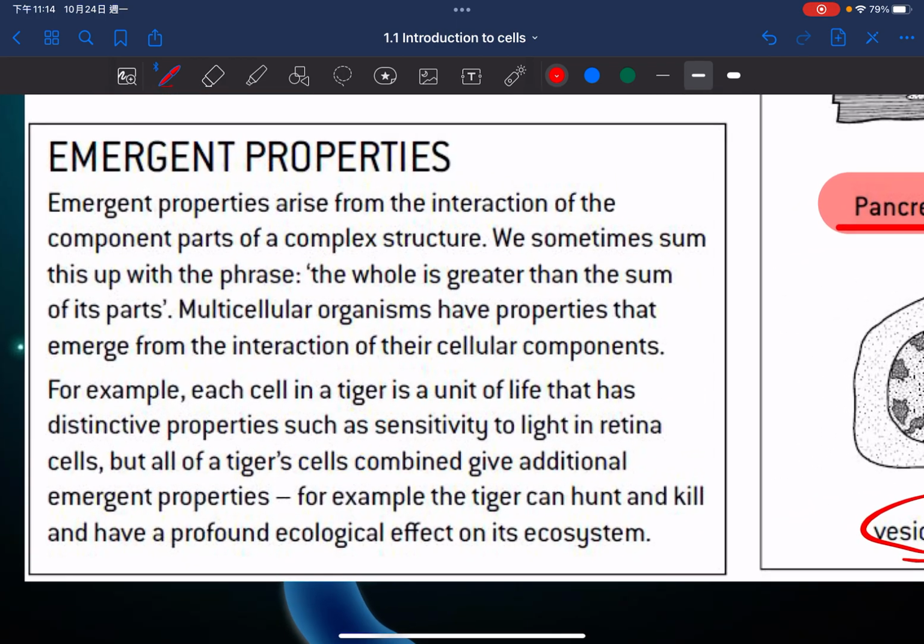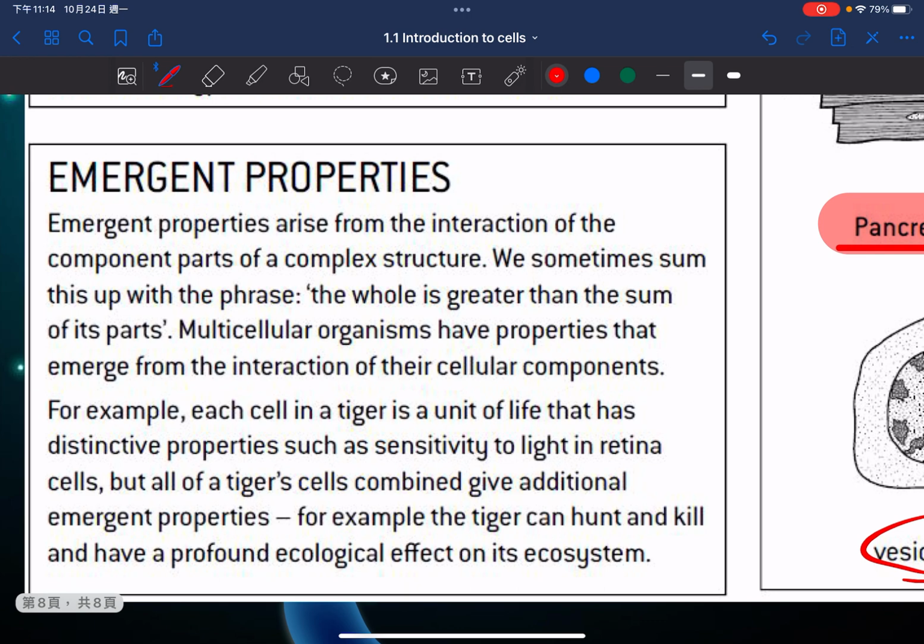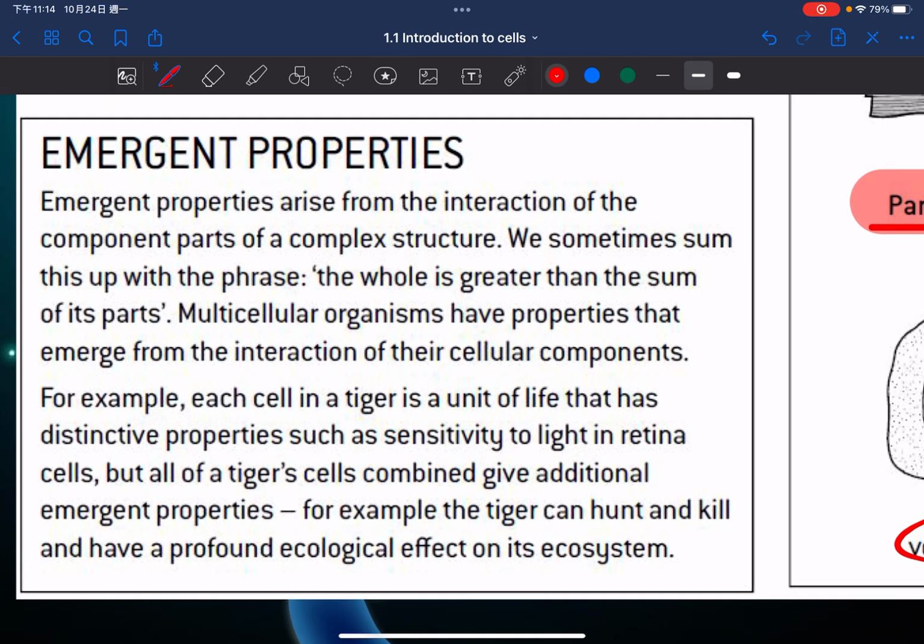Okay, let's see the final one. It's very special here. Emergent properties. What's emergent properties? 我们中文叫 in Chinese we call it 新生特质。What does it mean? For example, when you just get one skin cell from a multicellular organism, can you know what role the organism plays in the ecosystem? No, you will not know the function of the whole organism. You can just know the skin's function.